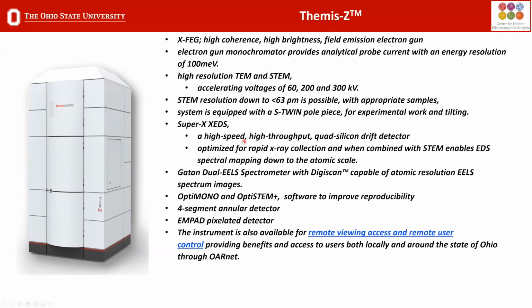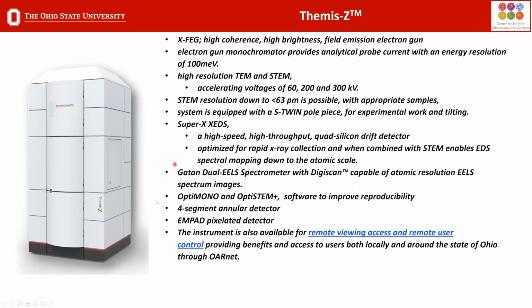The system has a Super-X high-speed X-ray collection system. So this allows us, if you've seen any atomic resolution EDS mapping, this allows you to do atomic resolution EDS mapping. It's also equipped with a dual EELS spectrometer and DigiScan. So we have the ability of doing the same analysis, but using EELS as opposed to X-rays. And EELS is electron energy loss spectroscopy.